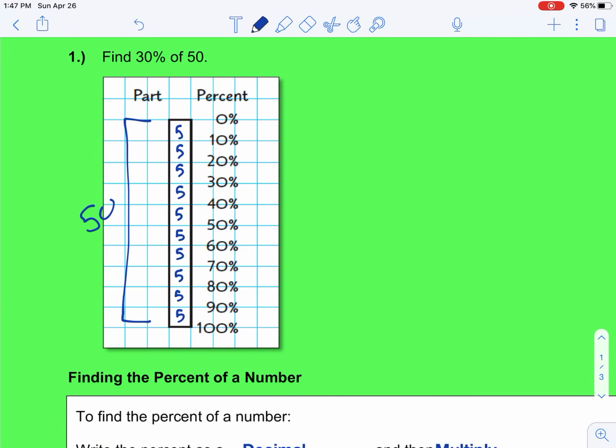So there's my set of 50. If you notice in the problem, I want to know what 30% is. Well, 30% would be this many of my boxes. And inside there, I've got 3 5s, so my answer would be 15. So that's pretty much what we're going to be doing today. Obviously, we can't always be drawing pictures, so we have a little process to help us out.